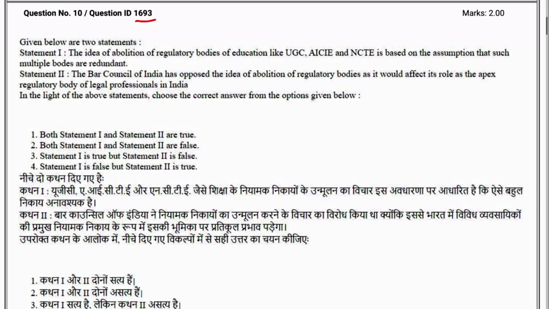Next is 93. Again, statements. The idea of abolition of regulatory bodies of education like UGC, AICTE, NCTE is based on the assumption that such multiple bodies are redundant. Yeah, this is correct. The Bar Council of India has opposed the idea of abolition of regulatory bodies as it would affect the role of apex regulatory body of legal professionals in India. It is correct. Both are true. 1 is the answer.